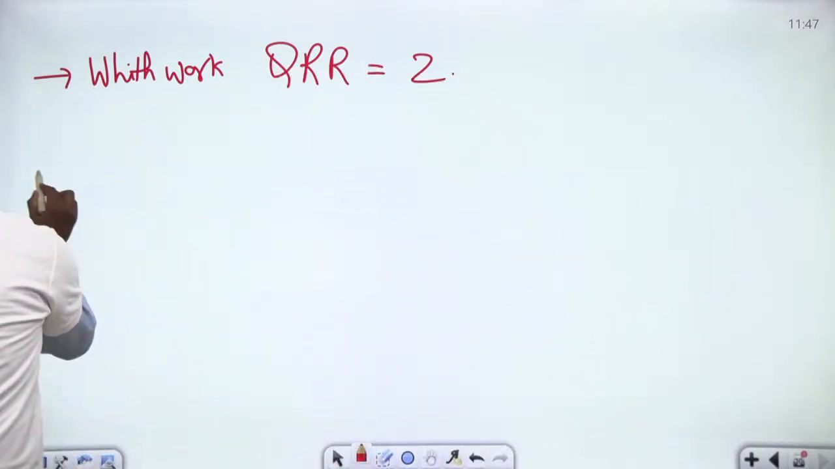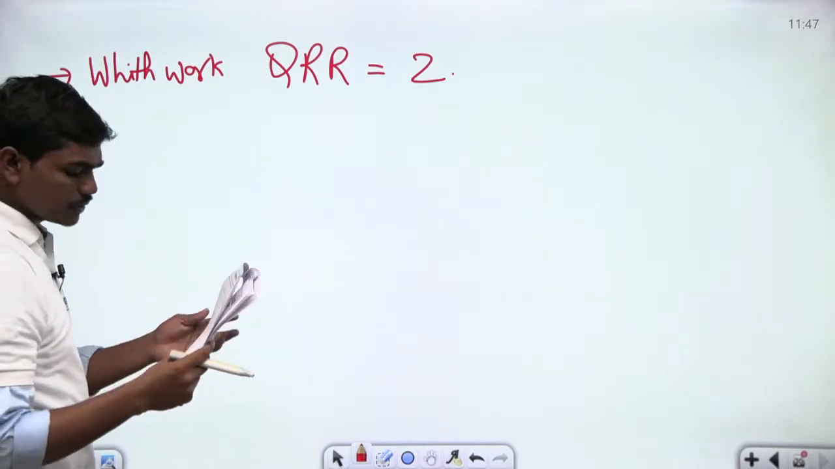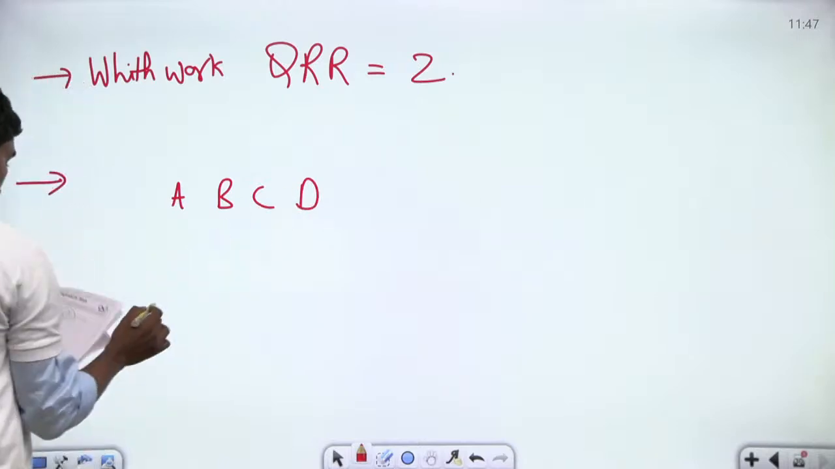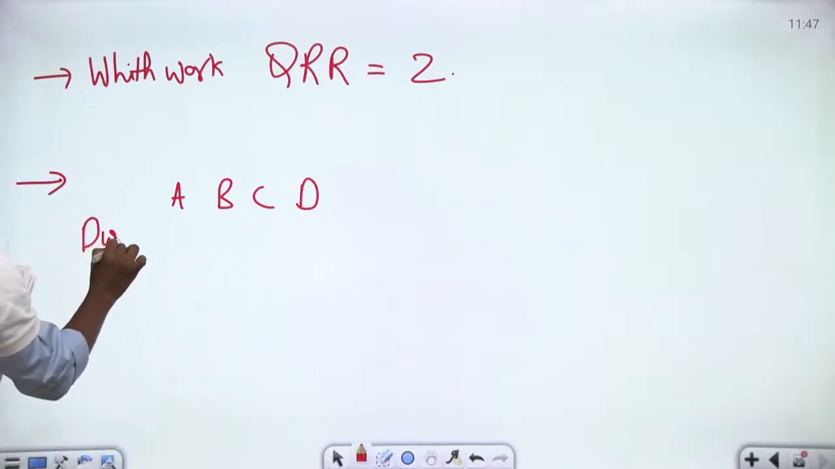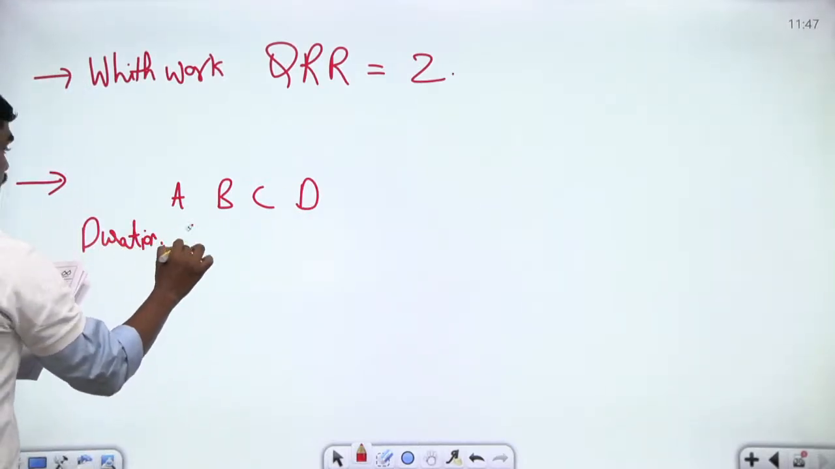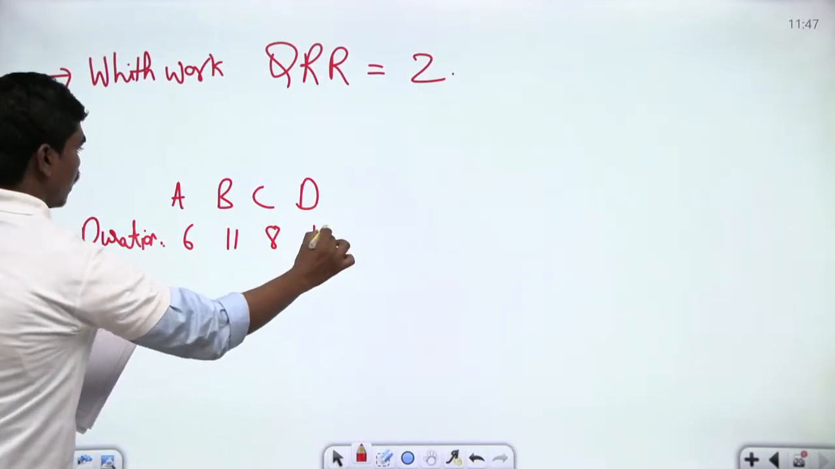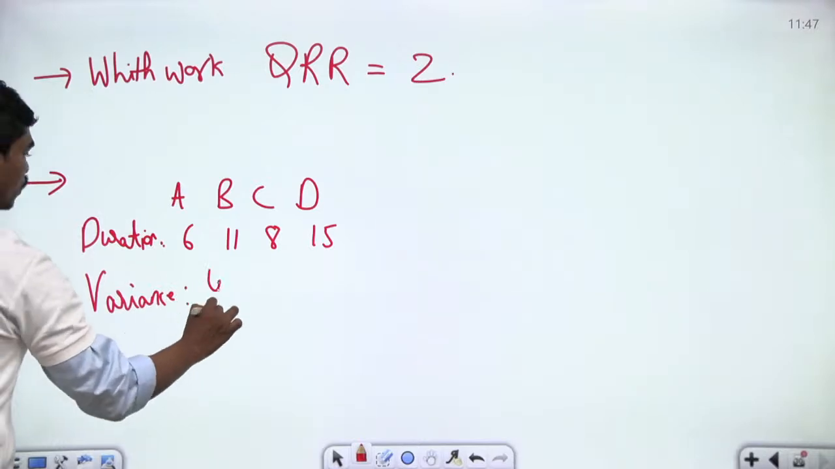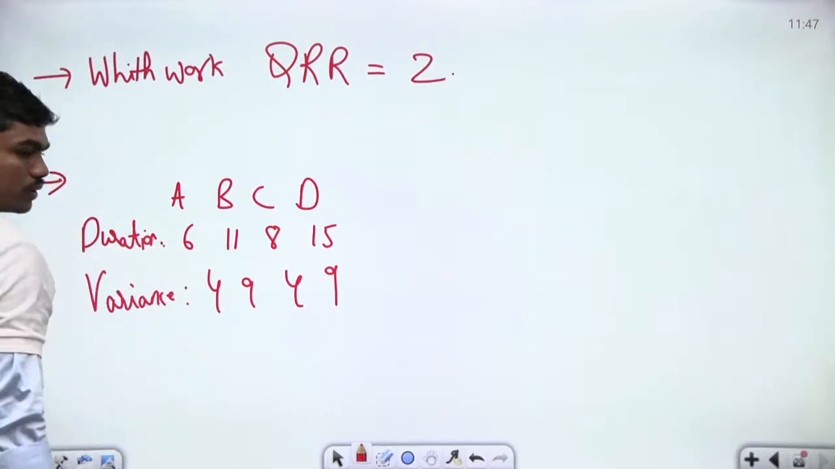And also they have given one question from the project evaluation review technique. So there are 4 activities A, B, C, D that are to be done, and of course the durations are given as 6, 11, 8 and 15, and the variance for each of these activities is also given. This is 4, 9, 4, 9. Okay, so the average time.